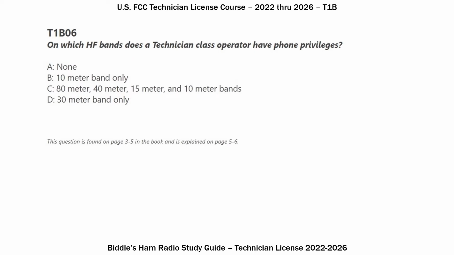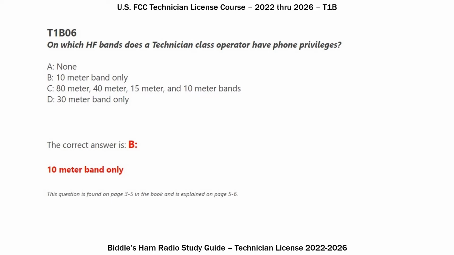T1B06. On which HF bands does a technician class operator have phone privileges? A, none. B, 10 meter band only. C, 80 meter, 40 meter, 15 meter, and 10 meter bands. Or D, 30 meter band only. Our answer to this is B, 10 meter band only. So remember that 10 meters is the only band that you have any type of phone privileges on.